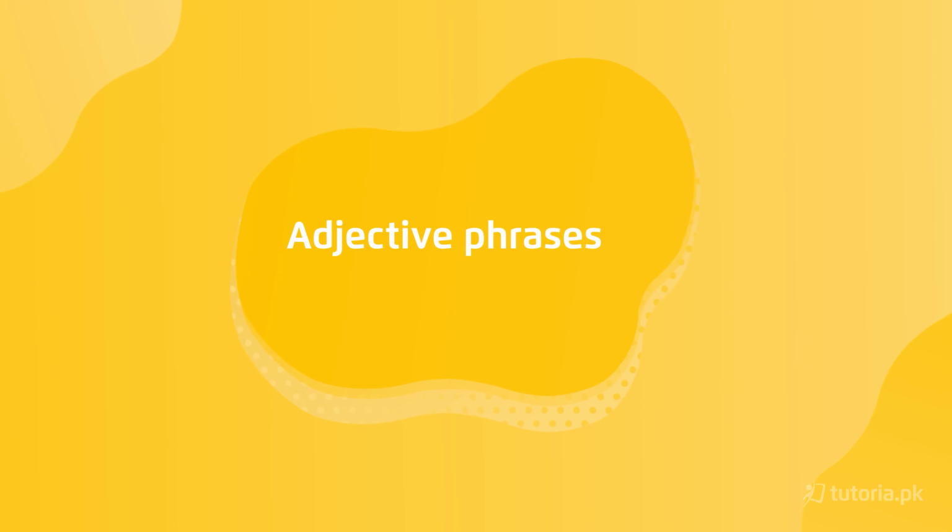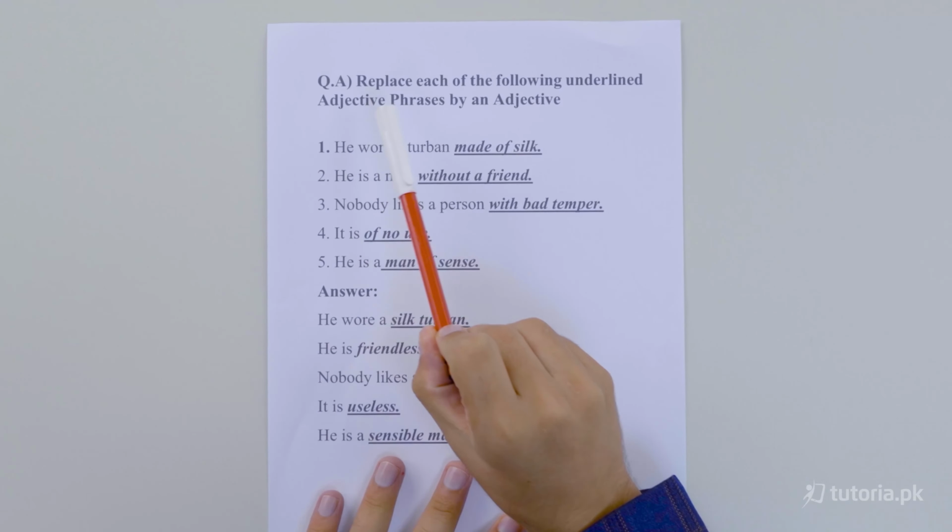Students, we are on the second last question of this exercise, and the question is about the adjective phrases. Let's see what is the question. Replace each of the following underlined adjective phrases by an adjective. Students, in every statement we are given an adjective phrase, and we have to convert that adjective phrase into a single adjective. Let's start this exercise.